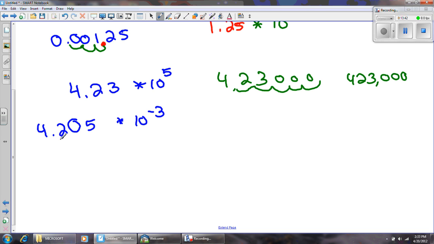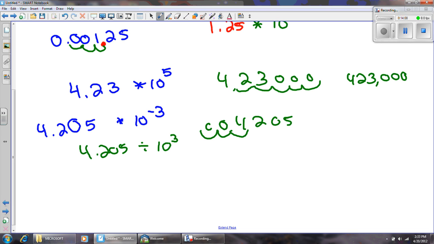And for this one, I've got to multiply by 10 to the negative third. Remember, a negative exponent means to use the stairs, so this is the same as 4.205 divided by 10 to the positive third, which means this number is going to get smaller. So I take the 4.205, but the decimal point goes the other direction. It goes 1, 2, 3. And so therefore the new number is 0.004205.